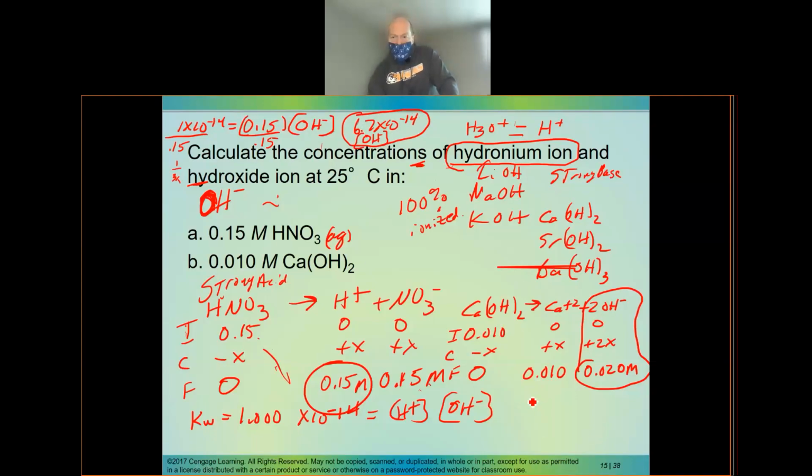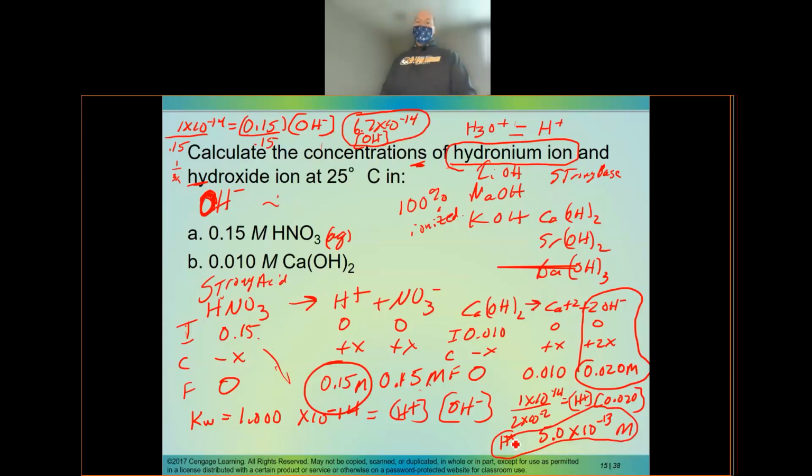All right, we're going to do the same thing for this one. Now we have the 0.02 molar. And so 1 times 10 to the minus 14 is equal to my H plus concentration times my OH minus, which in this one is 0.020, or 2 times 10 to the minus 2. So 5.0 times 10 to the minus 13 should be what you get when you push your buttons on your calculator, I'm hoping. So you can see this H plus concentration is very small, 5.0 times 10 to the minus 13. Extremely small number because this is basic.